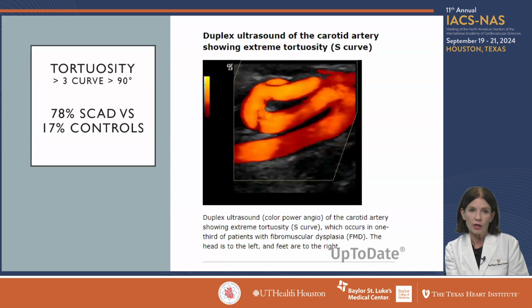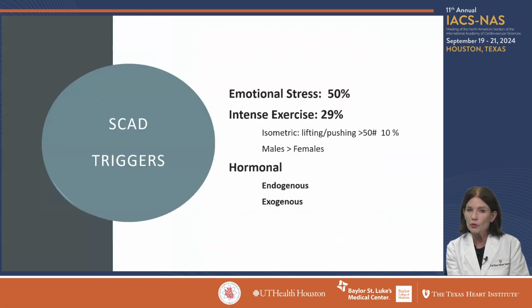Another important risk for SCAD, it turns out, is found in FMD and in SCAD, and it's tortuosity. Tortuosity of the vessels includes this definition, which is over 3 curves in an artery with over 90-degree switch. And in fact, tortuosity by this standard was found in 78% of the SCADs, but in only 17% of the controls. So what triggers SCAD?